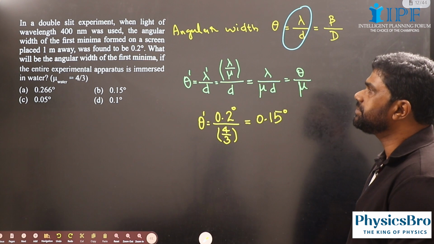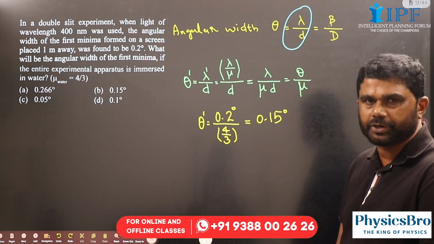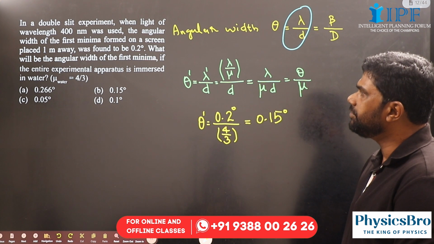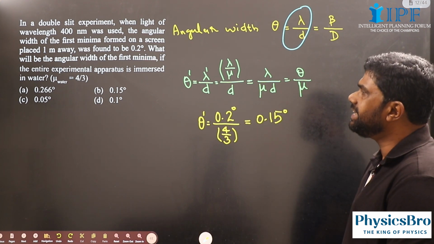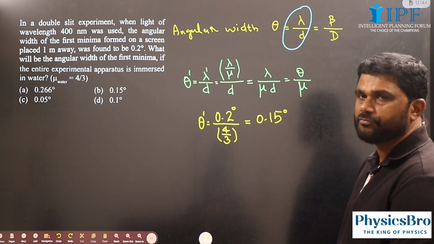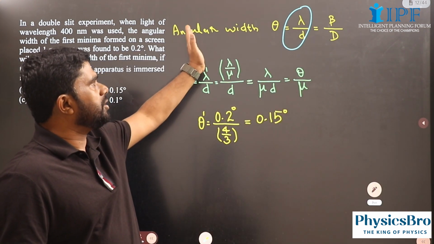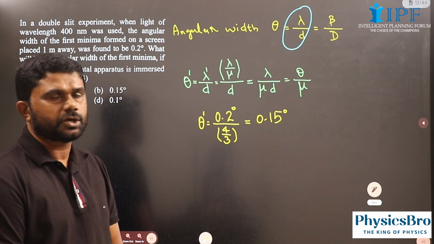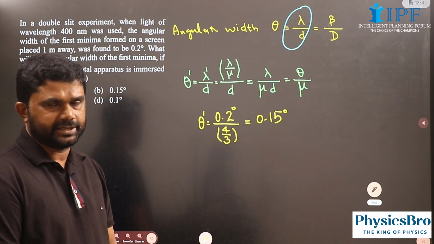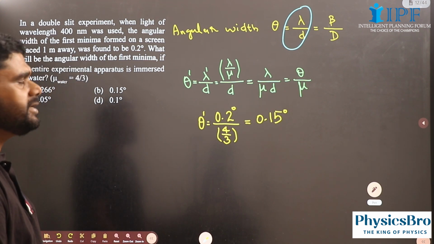Now see, in Young's double slit experiment, when the light of wavelength 400 nanometer was used, the angular width of the first minimum formed on a screen placed 1 meter away was found to be 0.2 degree. What will be the angular width of the first minima, if the entire experimental apparatus is immersed in water of refractive index 4 by 3? See, angular width is equal to lambda divided by small d, that is equal to beta divided by capital D.